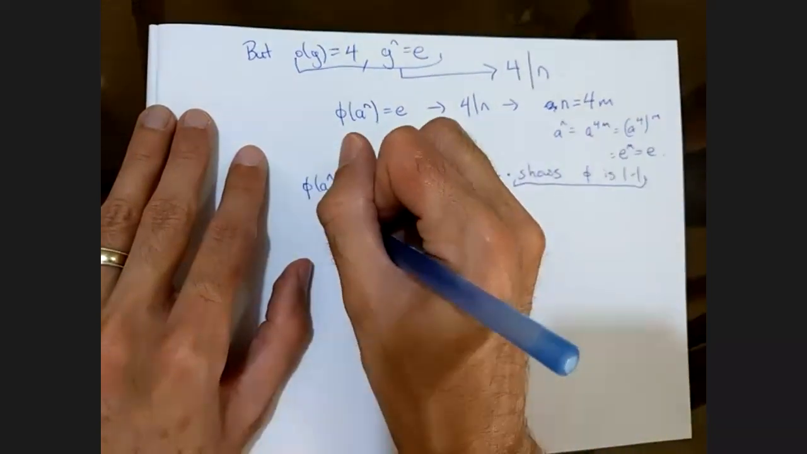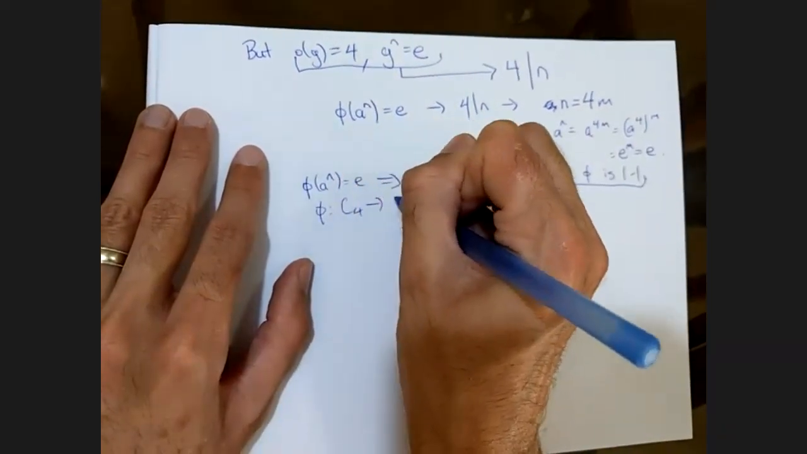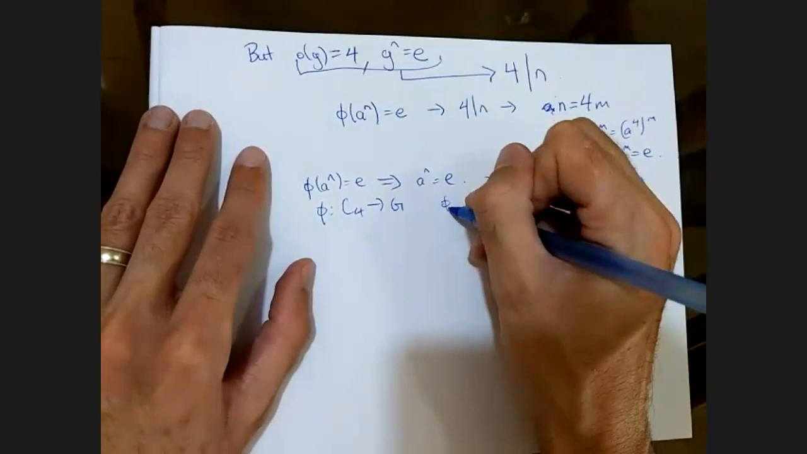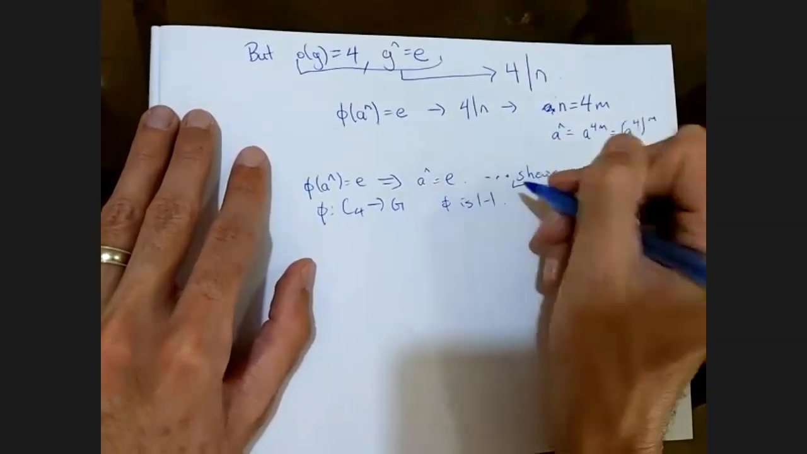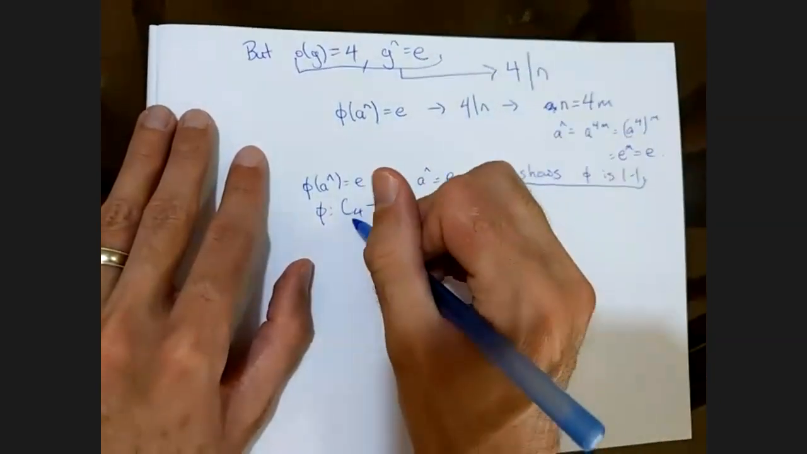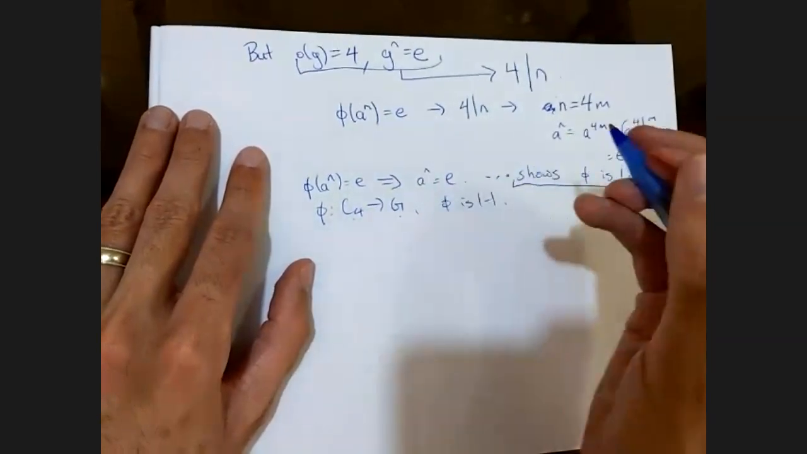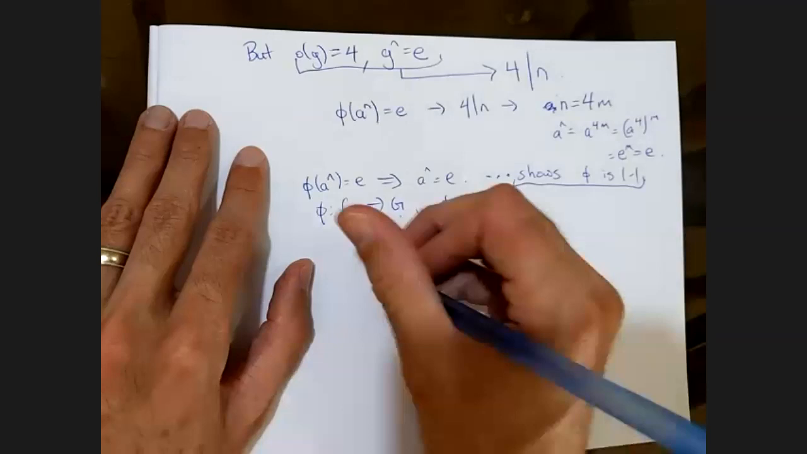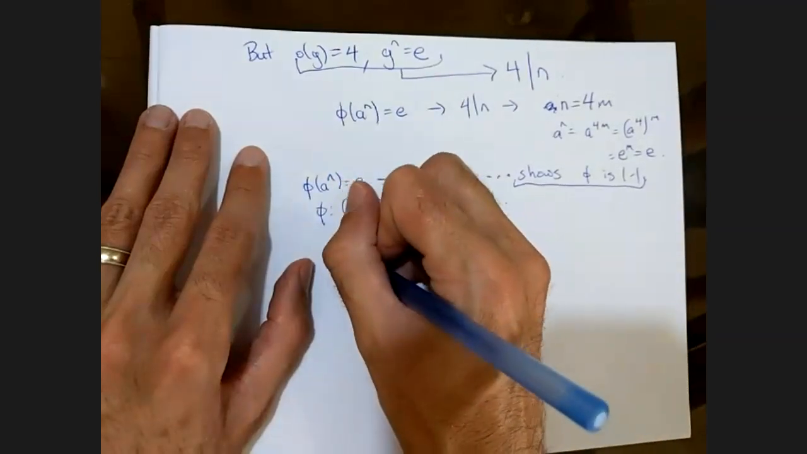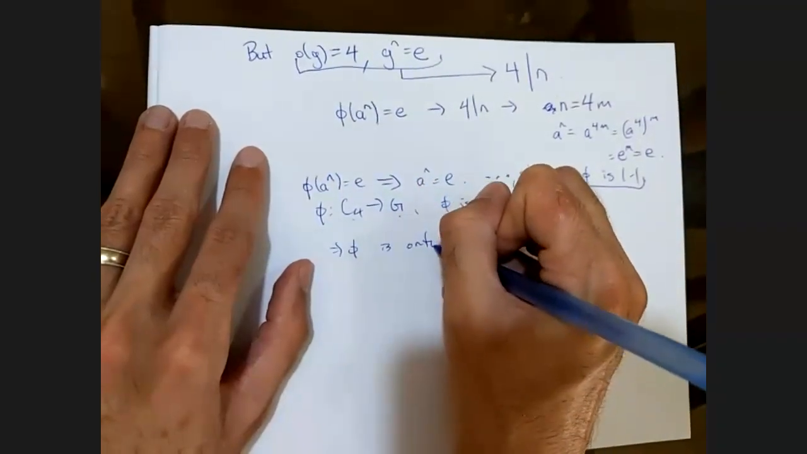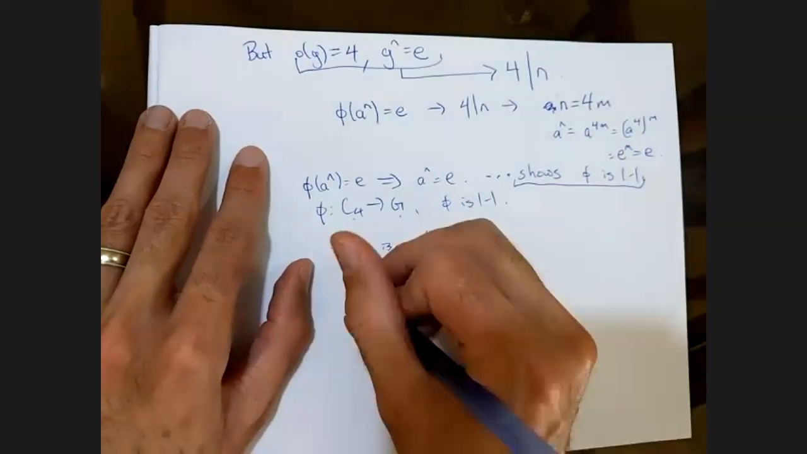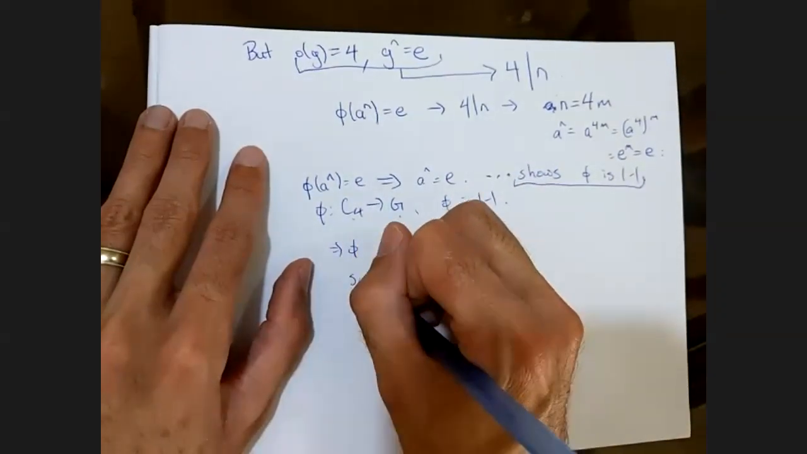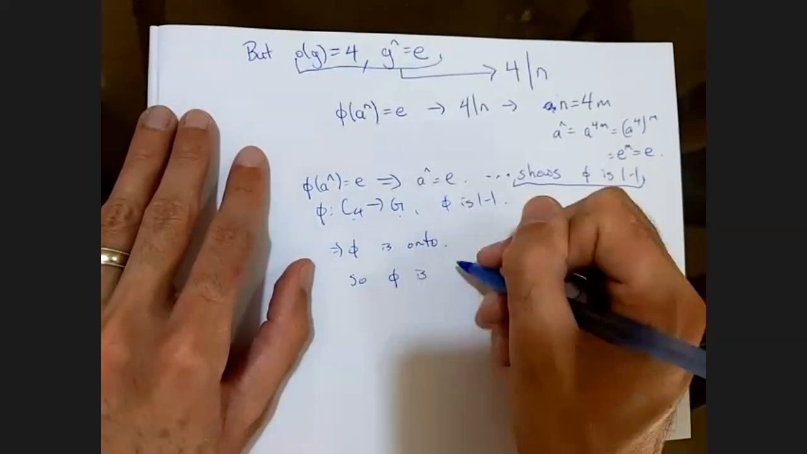Okay, now phi goes from C4 to G. Phi is one-to-one, and C4 and G both have 4 elements, so phi is also onto. And then we conclude that phi is an isomorphism.